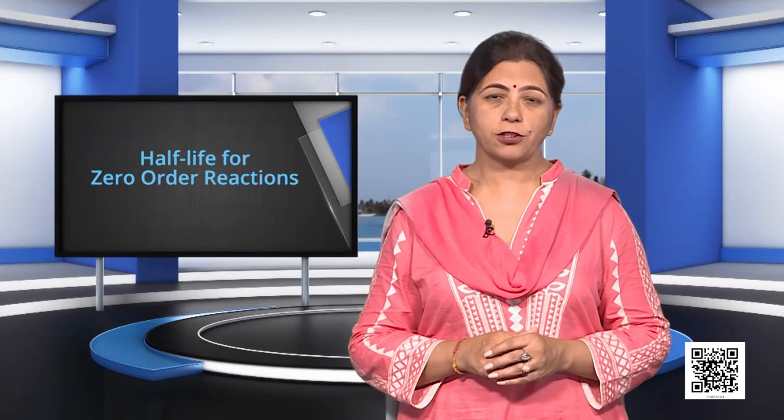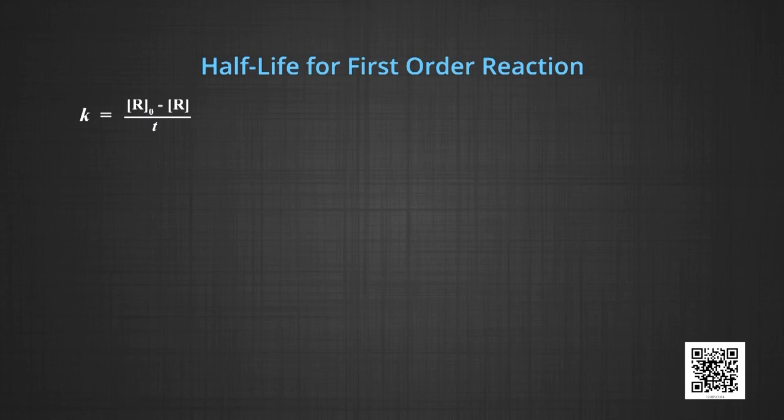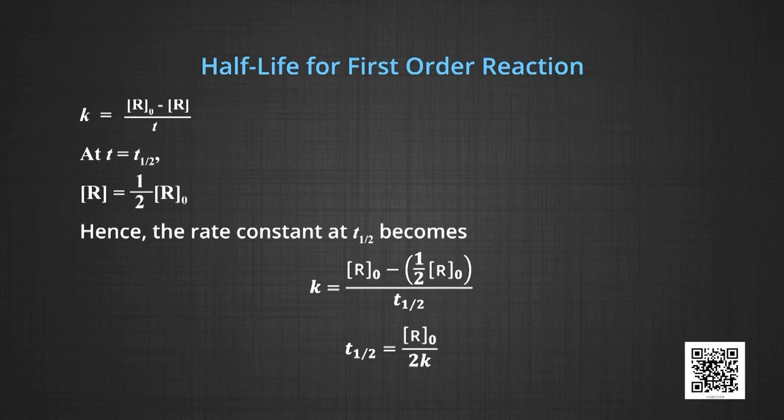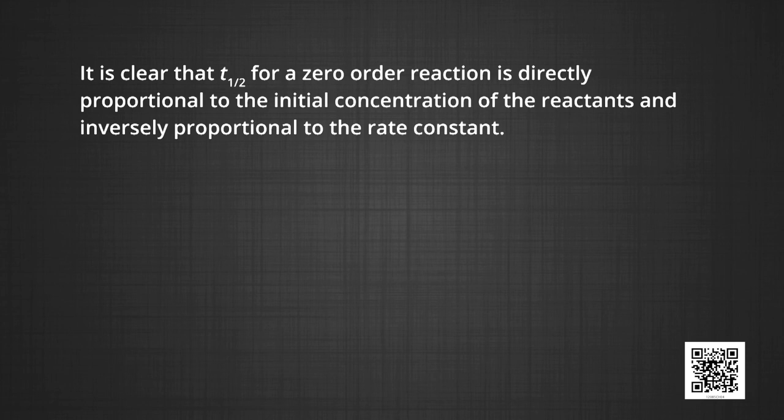Now, let's calculate and find out the half-life for the zero-order reaction. For a zero-order reaction, the rate constant is given as k is equal to (R0 minus R) by t. At t equals t half, R is equal to R0 by 2. Hence, the rate constant at t half becomes k is equal to (R0 minus half of R0) divided by t half. Now, t half will come out to be R0 divided by 2k. It is clear that t half for a zero order reaction is directly proportional to the initial concentration of the reactant and inversely proportional to the rate constant.